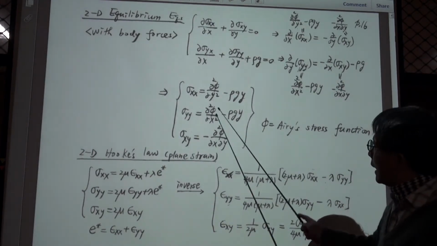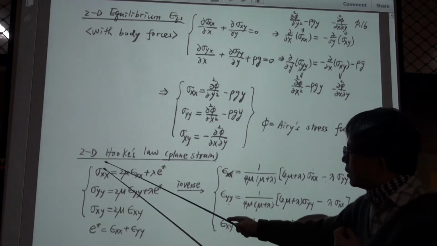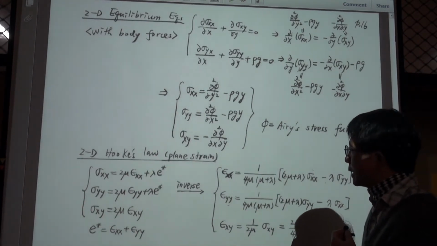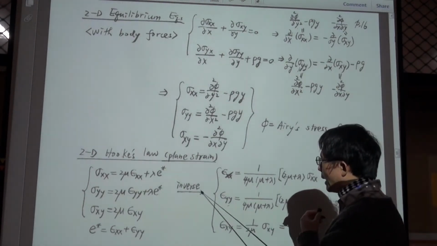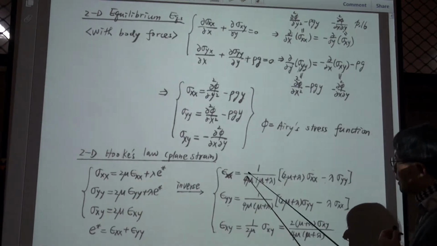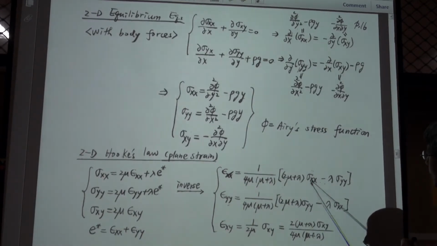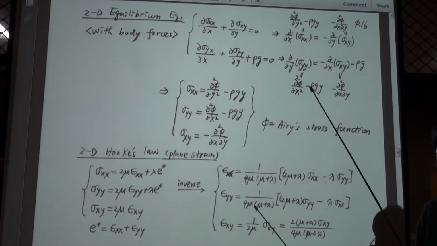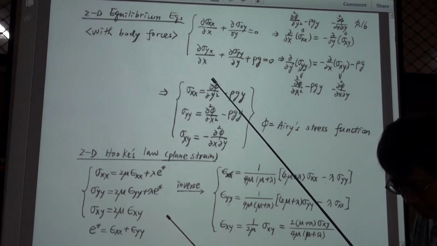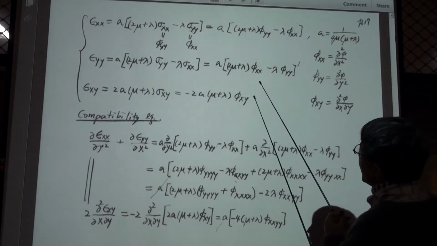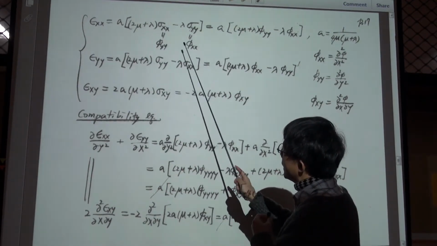Now, once we have this expression, we also like to consider the two-dimensional Hooke's law for the plane strain case. We have the stress strain relation like this, and then we carry out the inversion, okay, to get this expression, to express the strain components by the stress components. Okay, you can do this inversion by yourself. Let us return the result like here.